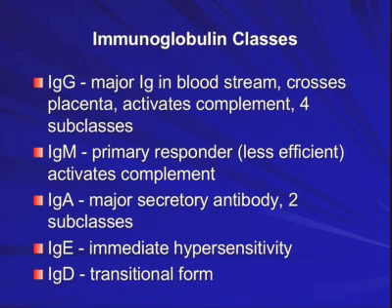Now, IgM is the primary antibody responder. It's less efficient than IgG because it doesn't have memory antibody function. And so basically IgM is there when you first encounter a particular organism, and then the immune system creates a memory antibody response so that subsequent encounters with that organism are much more efficiently dealt with.